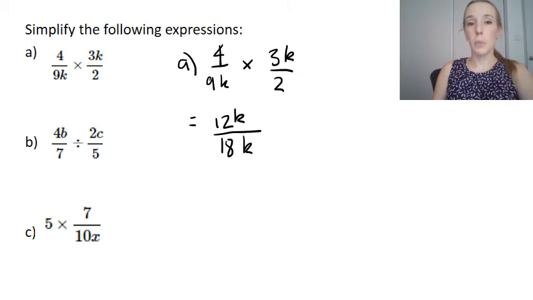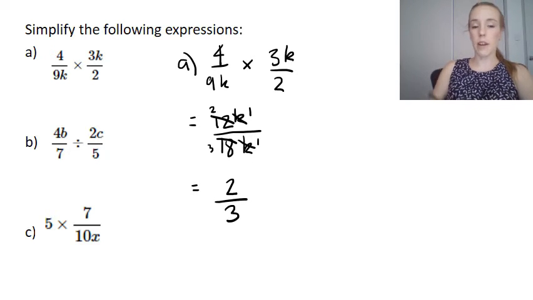So this fraction we can actually simplify. So we can cancel out our k's. K divided by k is 1. Now 12 and 18, we can simplify those. We can divide them both by 6. So 12 divided by 6 will give us 2. 18 divided by 6 will give us 3. So then on the top we've got 2 times 1, and on the bottom 3 times 1. So 2 times 1 is 2, 3 times 1 is 3. So our answer would be 2/3.